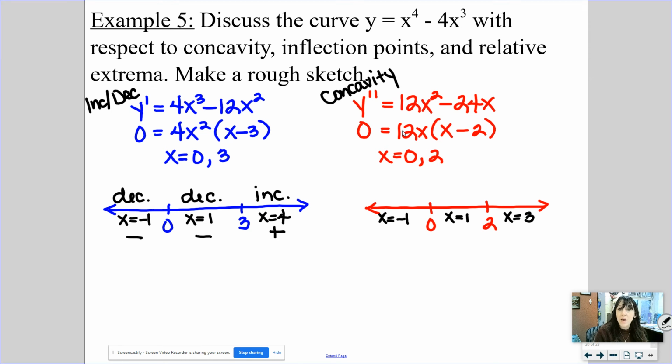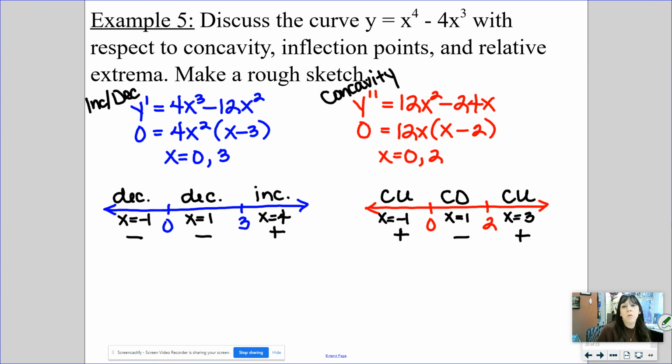And we're still going to test them, but we're going to plug them into the second derivative because we're dealing with concavity and those two things go together. So if I plug in -1, I'm going to get a positive number. Then I'm going to get a negative, and then I'm going to get a positive. So that means my graph would be concave up, concave down, concave up. Okay?